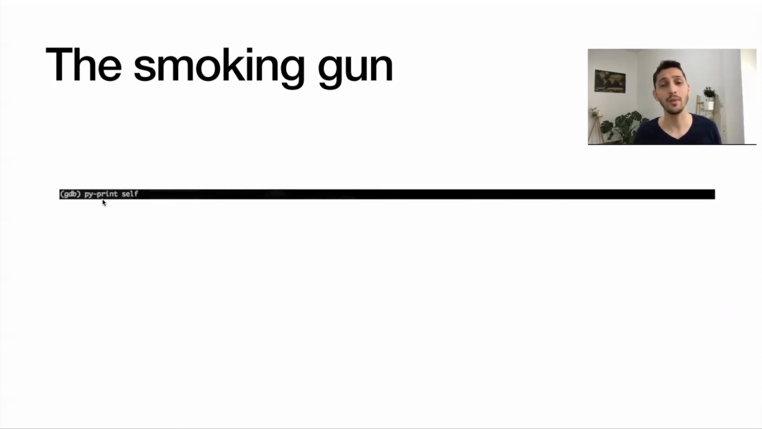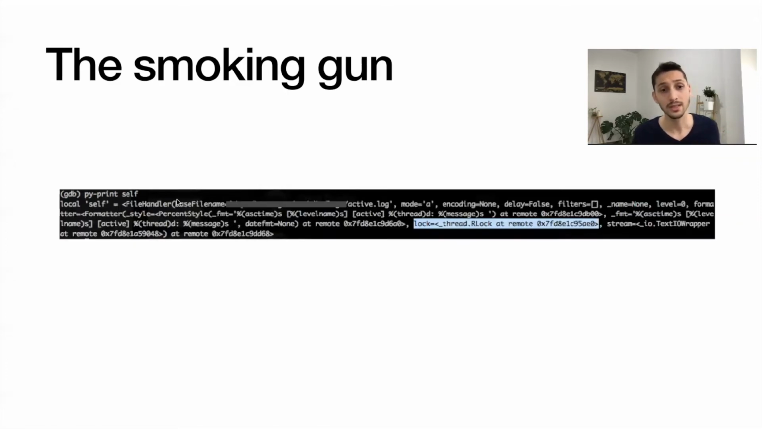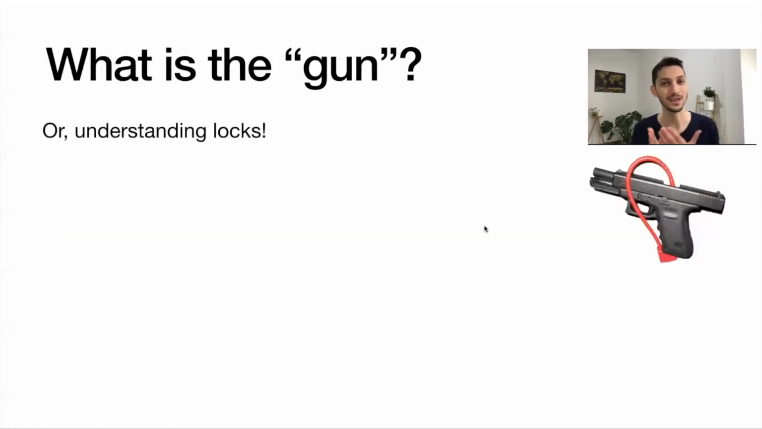And the pyprint command will actually print all the variables that I want, and now I'm printing self. And we can see that this is the file handler for the logger, and I can see that I have this lock here, which is from our lock type. And this is actually the lock that is locking my entire system. So if this is the smoking gun, what is this gun?